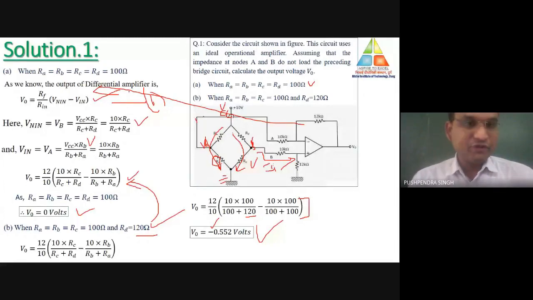So now it's time for the quiz. Today's quiz will be related to only current to voltage and voltage to current converter. Bridge amplifier is not included in the quiz. In our next lecture, we may include this topic in our next quiz.